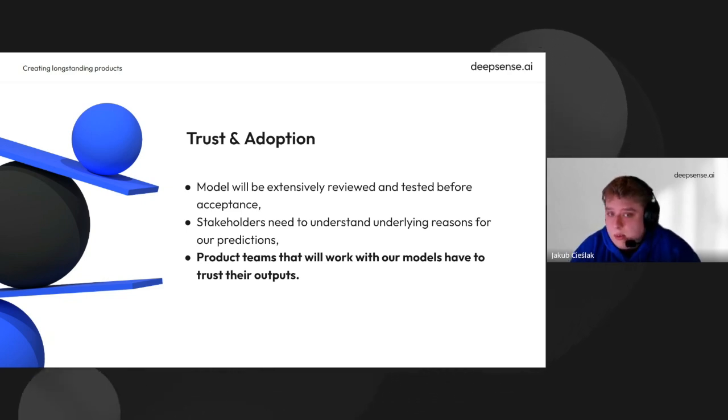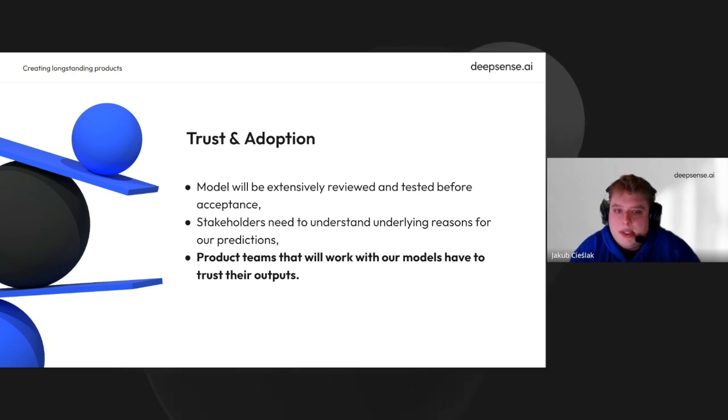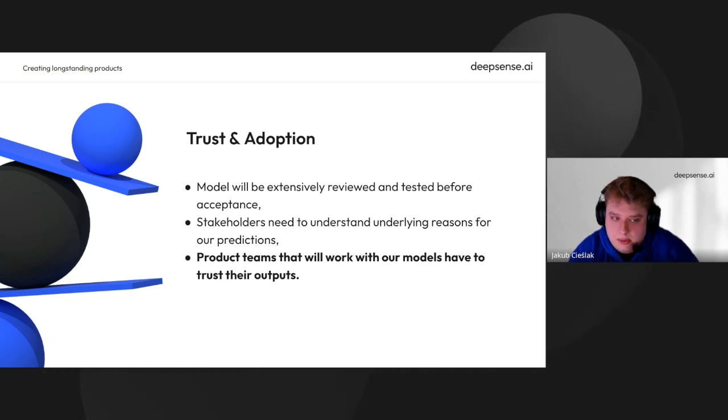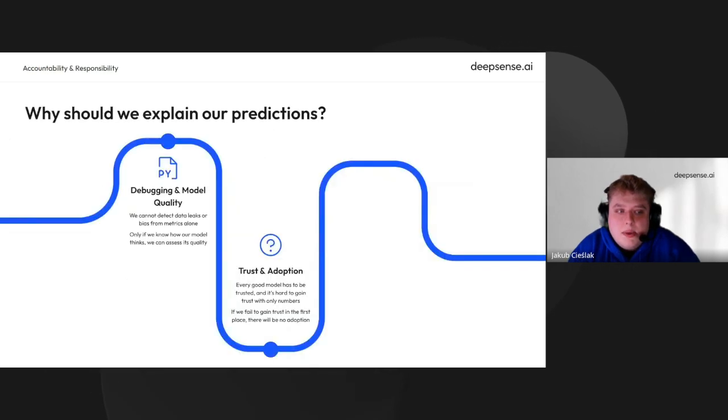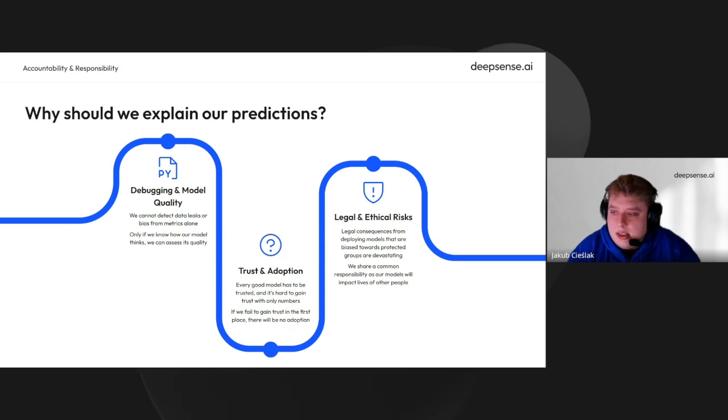Because the product team will not care about shiny ML metrics. They will not care about the cost reducing effectiveness. They will want to know why a model behaves that way. Why a prediction for something they have intuition for is different than what they believe it should be. Because they will not trust the black box if it's counterintuitive for them. And without trust, there will be no adoption. To put it simply, the model will not be used. And with that being said, let's proceed to the last point, which is also really important, and it is legal and ethical risks.